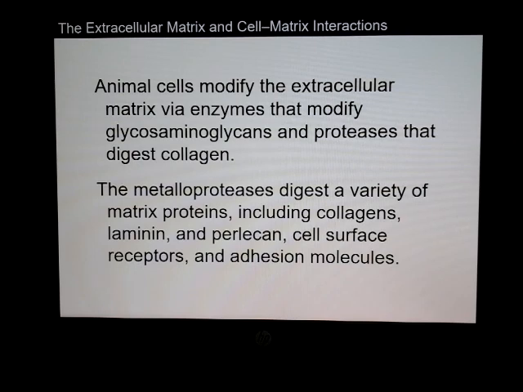Now, animal cells modify their extracellular matrix with enzymes. They also will produce what are known as metalloproteases, which digest a variety of matrix proteins. And we talked about some of these in the one paper that we talked about with Alzheimer's and macular degeneration.